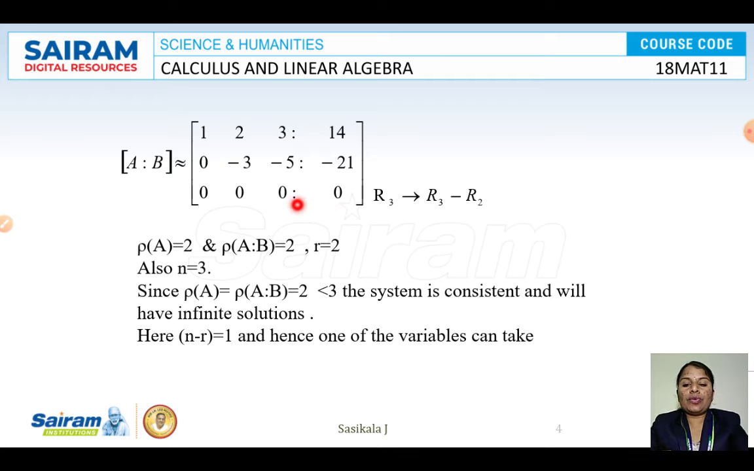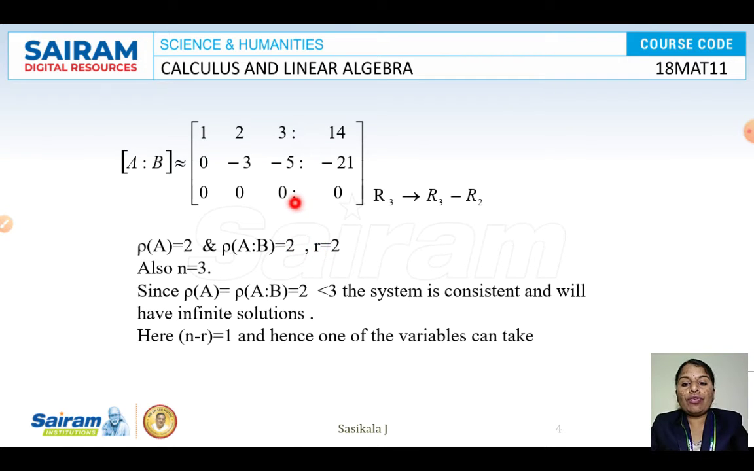Now you can write the rank. What is meant by the rank of A? You take only the A part, the A matrix, and find the number of non-zero rows. The number of non-zero rows gives the rank. The rank of A is equal to 2, and the rank of AB, taking them together, is also equal to 2. So the rank of A and the rank of AB are equal, which is 2. It is nothing but r equal to 2.